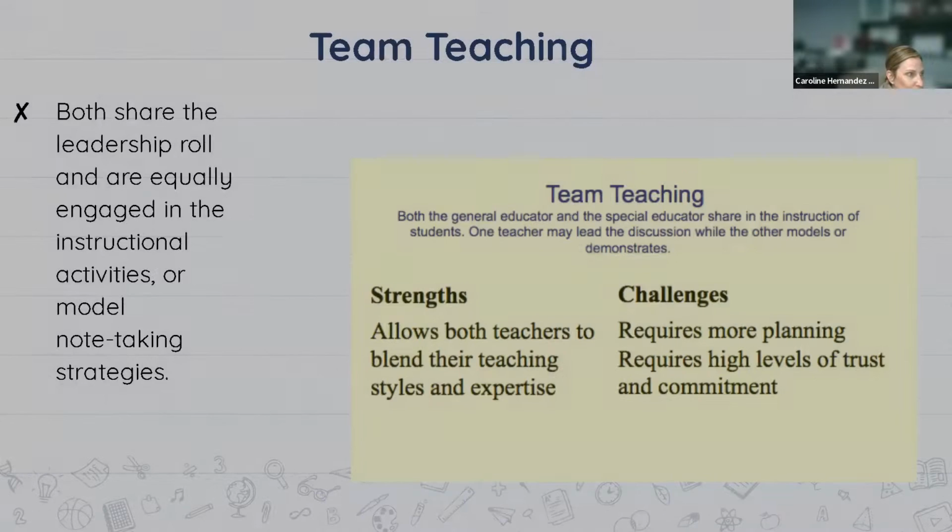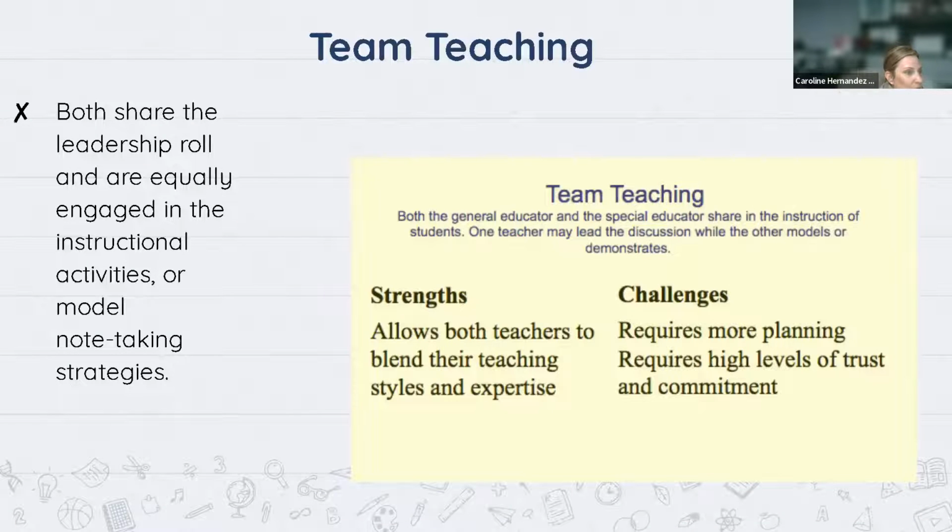In the best case scenario, we have teachers team teaching, and that is when there's truly this kind of dance that happens in front of the classroom where both teachers are equally responsible and equally engaged in all of the instructional activities or model the note-taking strategies that students might need to use in order to be successful. It really allows both teachers' expertise to come into the instructional model for students to be successful.